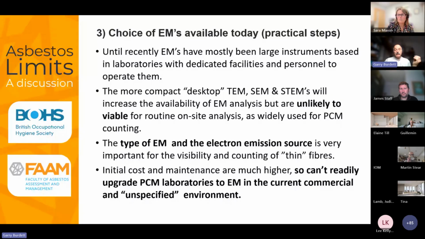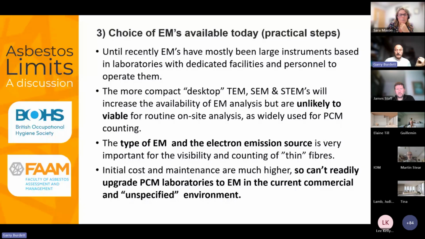Can we move towards EM? Is it practical in the UK? EMs are usually large instruments based in laboratories with dedicated facilities and personnel. More recently, you have compact desktop TEMs, SEMs, and STEMs, and that will increase the availability and to some extent the portability, but they're unlikely to be viable to take out on site. It's just not viable at the present time.